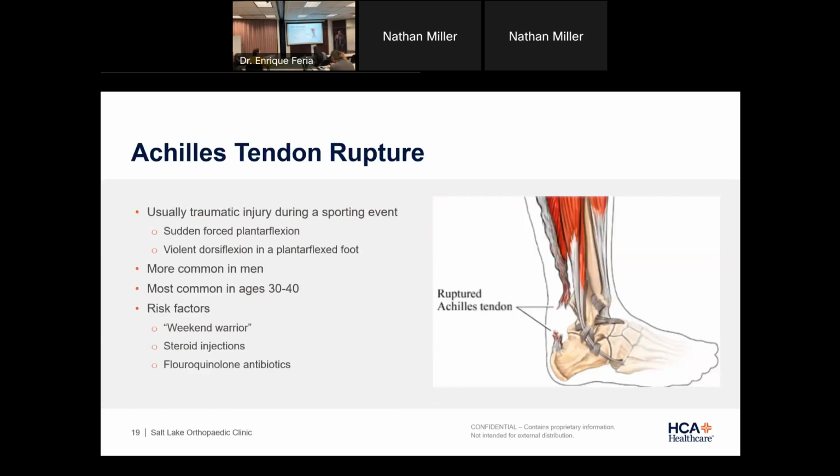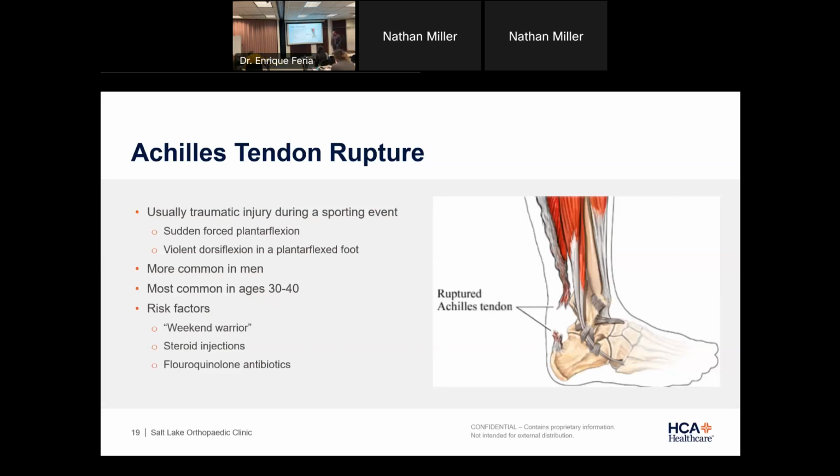Moving on to strains. So strains are injuries to tendons, and tendons are what connect your muscles to your bones. A very common one that I see a lot in clinic is an Achilles tendon rupture. This is usually due to a traumatic injury during sports. It's more common in men and commonly seen in your 30s and 40s, especially in people we call weekend warriors who don't necessarily participate in sports often, but then they're playing a pickup basketball game and they rupture their Achilles.